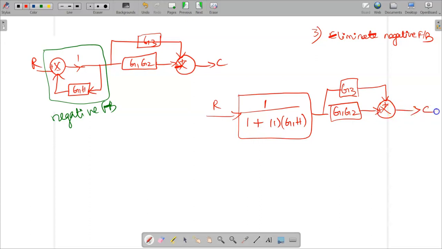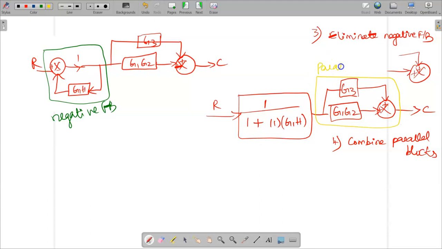Now your next step is, you can combine the parallel blocks. Why are the blocks called parallel? To this summing point both the values are coming in the forward direction, so both are getting added at this summing point. If you have a summer like this, and two terms are coming in the forward direction and both are getting added, it means that it is a parallel block.